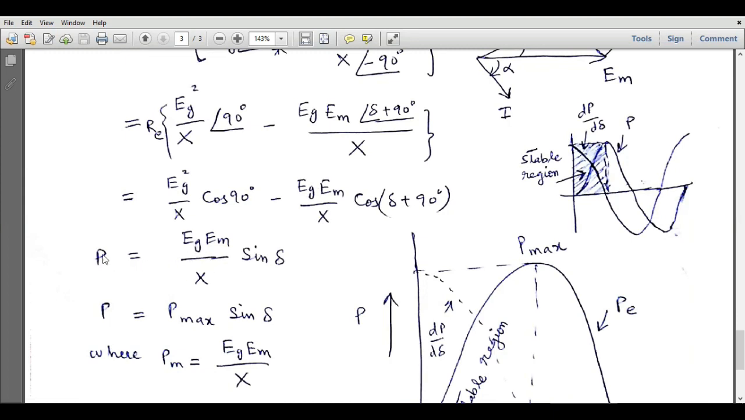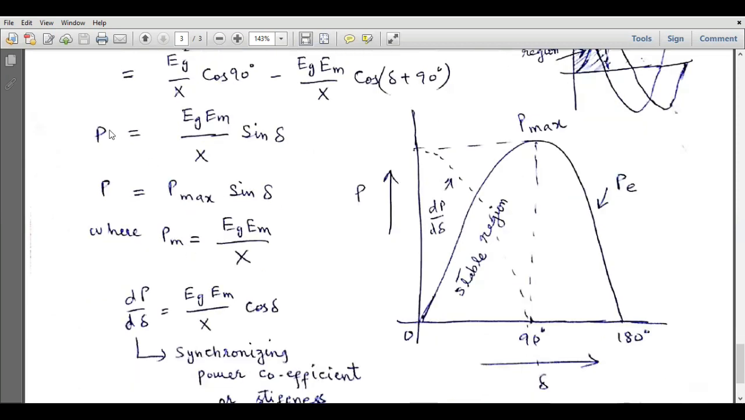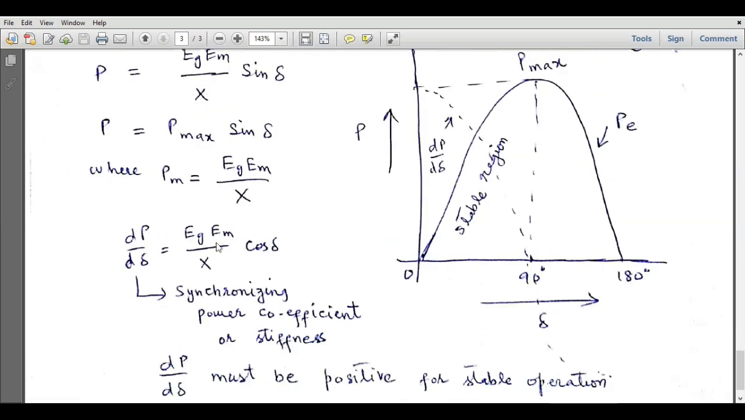And here the maximum power is equal to Eg Em over X. So the power will be maximum when delta is equal to 90 degrees or sine delta is equal to 1. So P max is equal to Eg Em over X, and we can write P equal to P max sine delta. So this is P max, and we can take the derivative of this power P. So the derivative of this power, dP over d delta, is equal to Eg Em over X cos delta, and this derivative term is called the synchronizing power coefficient or stiffness. And we can plot this power and this synchronizing power coefficient on top of each other.